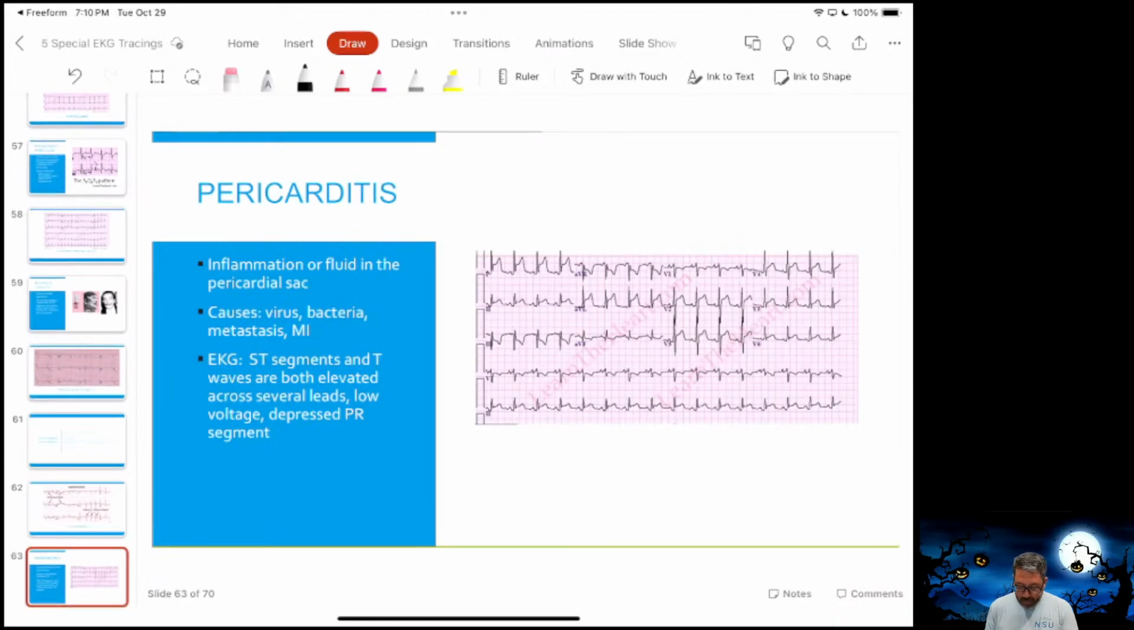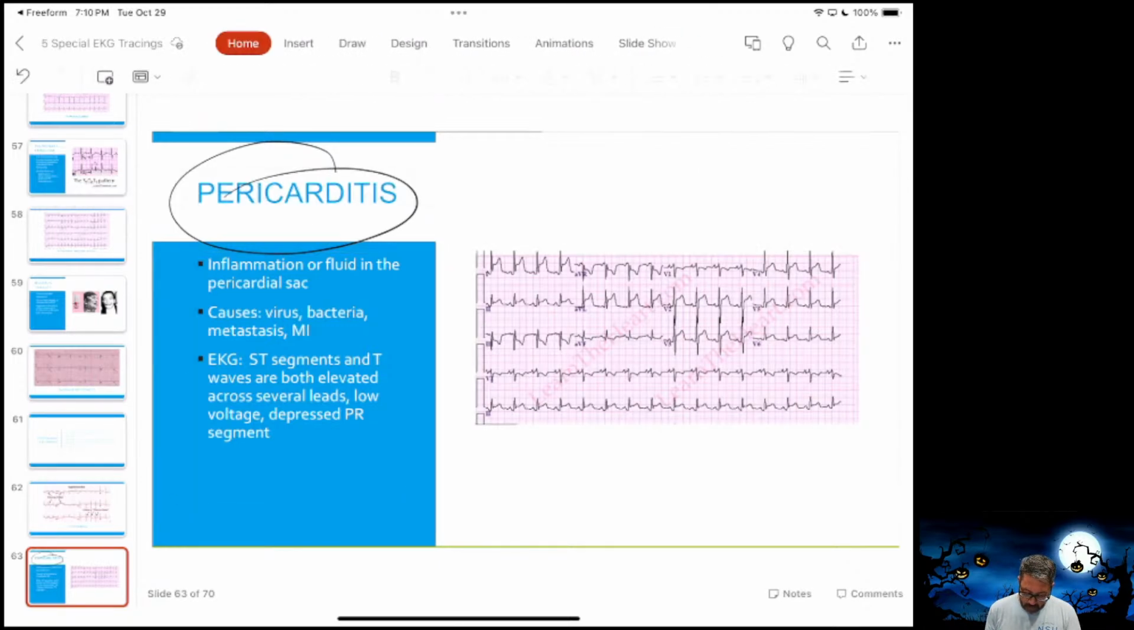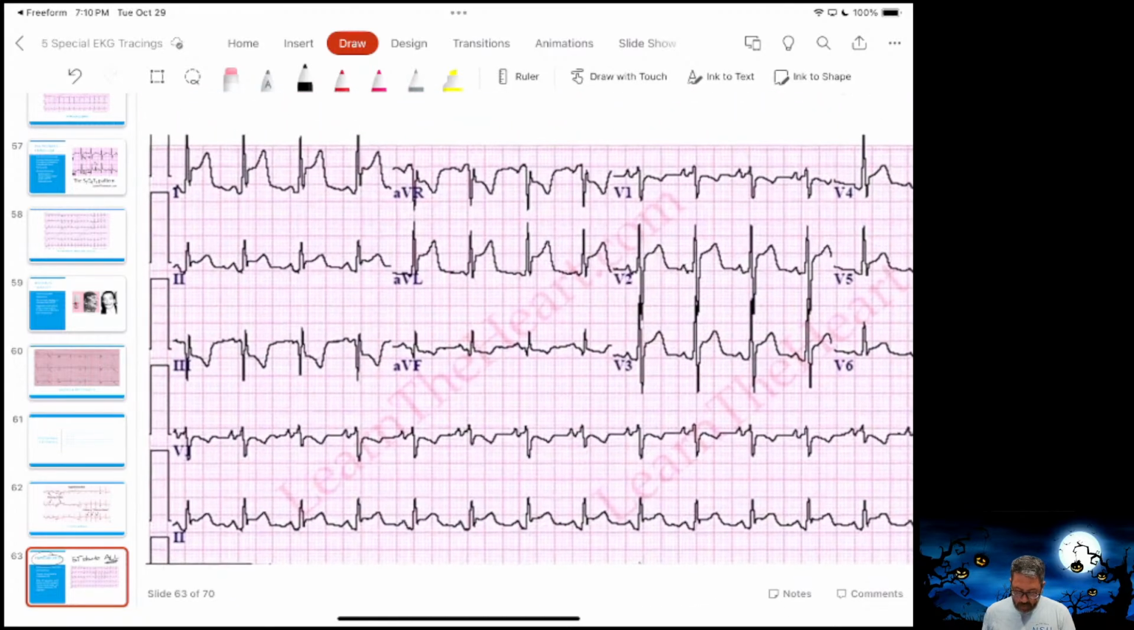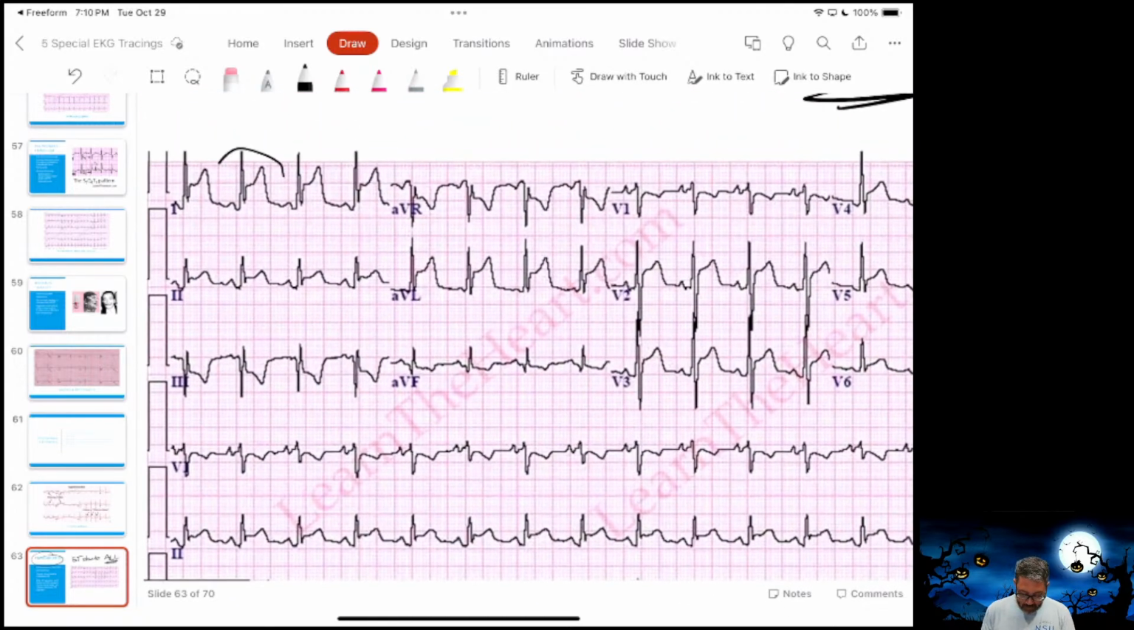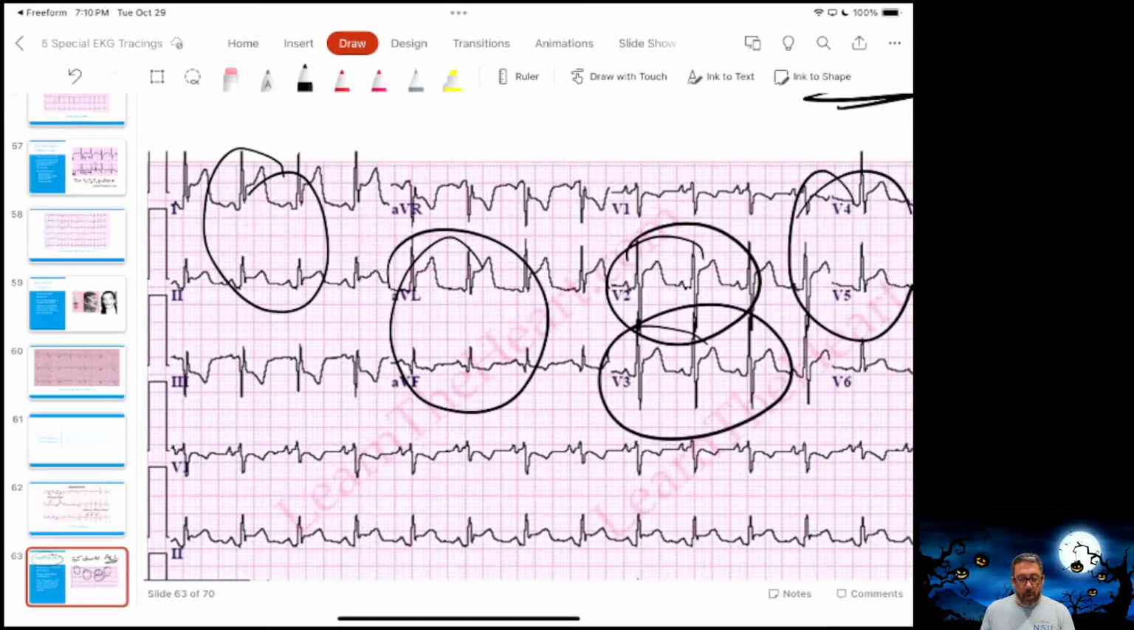Okay, pericarditis, make sure you know pericarditis. Big thing with pericarditis: all the leads are going to show ST elevation. And that's what you get with pericarditis. So you see elevation all over the place. These leads, that lead, these leads, these leads. These are all different territories, but they're all showing ST elevation.